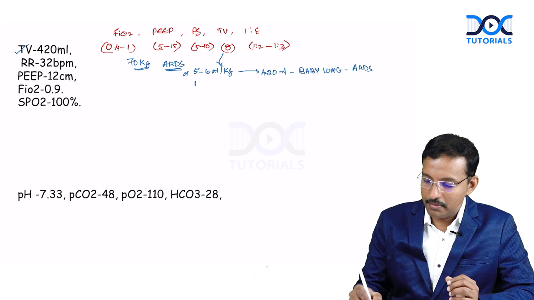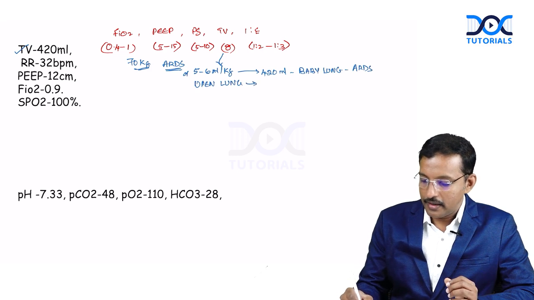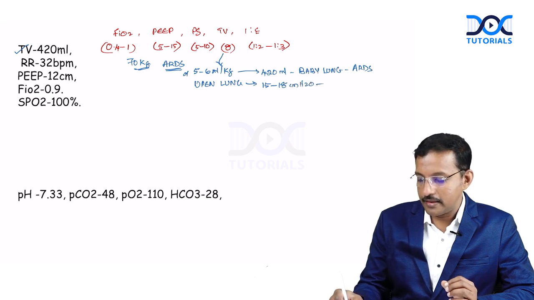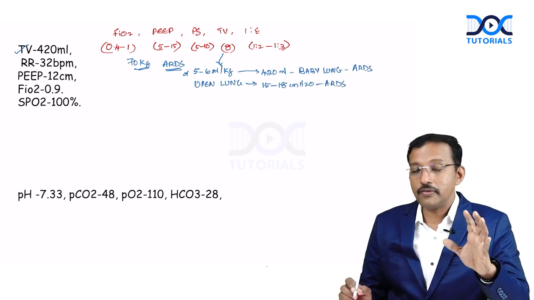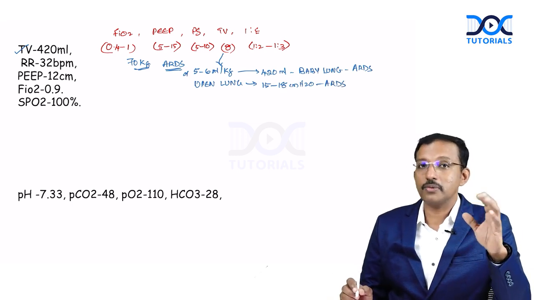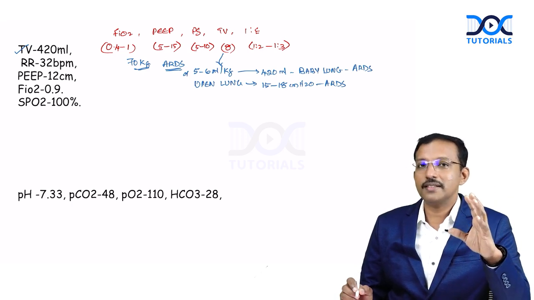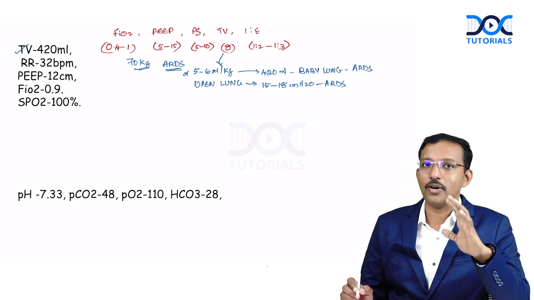At the same time, an open lung concept, allowing the PEEP to go a bit above. You can give up to 15 to 18 centimeters of water in case of ARDS. But remember, in any of this condition, the peak pressure would not go beyond 30 or 35. That is a maximum which is safe to give. So we need to adjust accordingly.